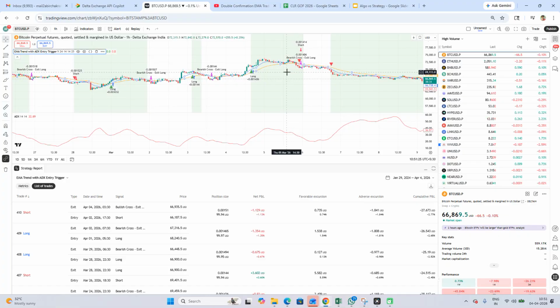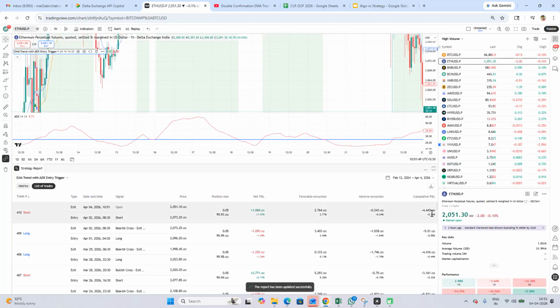Even if the opposite cross did not happen but the green zone is ending, I am still not exiting the trade. I actually tried it, but it performed even worse, so I stuck with the better one. But you can add it in that script as well. Cool. Now checking Ethereum, it is minus 4.443.